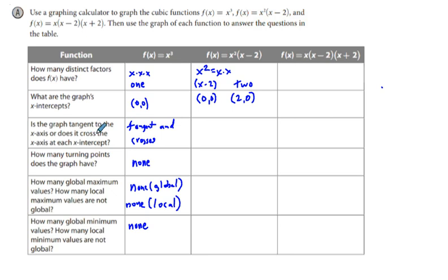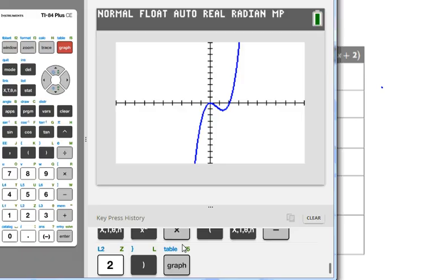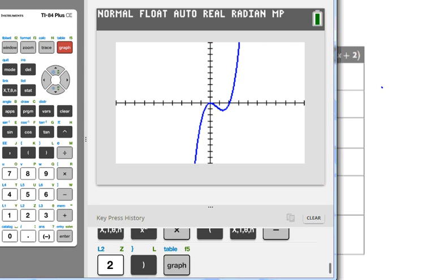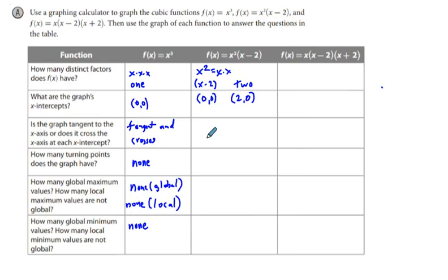Is the graph tangent to the x-axis, or does it cross the x-axis at each x-intercept? Well, let's look at this. The graph is tangent at x equals 0, but crosses at x equals 2. I don't know if you know too much about what tangent is yet, but we'll say tangent where x equals 0, and we'll say crosses where x equals 2.